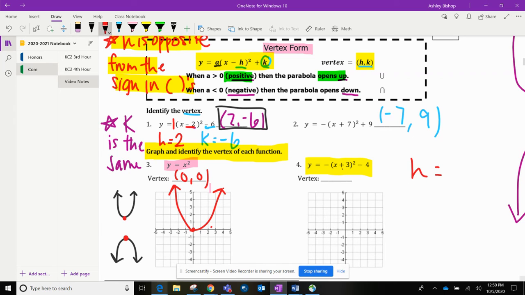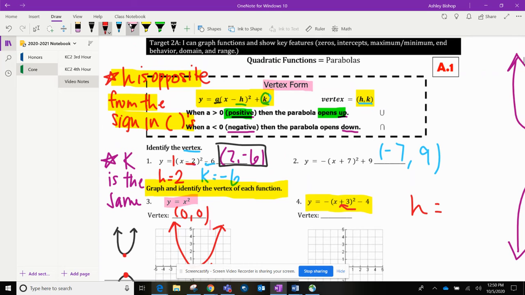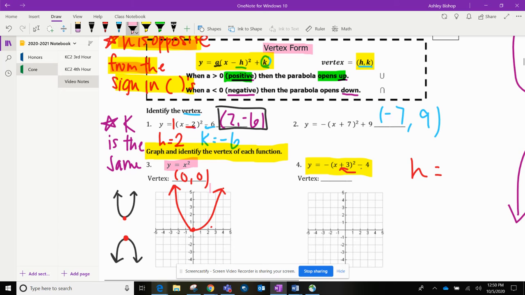In problem 4, my h is the number in the parentheses with x. And remember our note that we wrote to ourselves: h is the opposite of the sign in the parentheses. So here it shows positive 3, but h is equal to the opposite of that, which will be negative 3. And then k is equal to the number all the way at the end of my formula, and it stays the same. So the number at the end is negative 4, and it stays the same. So my vertex is going to be negative 3, negative 4.